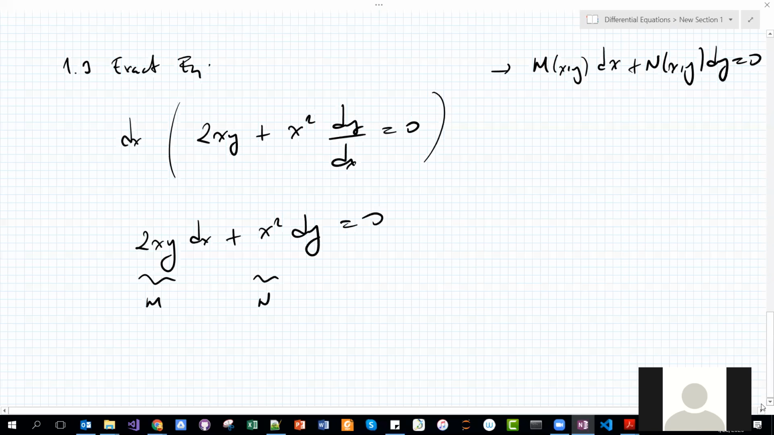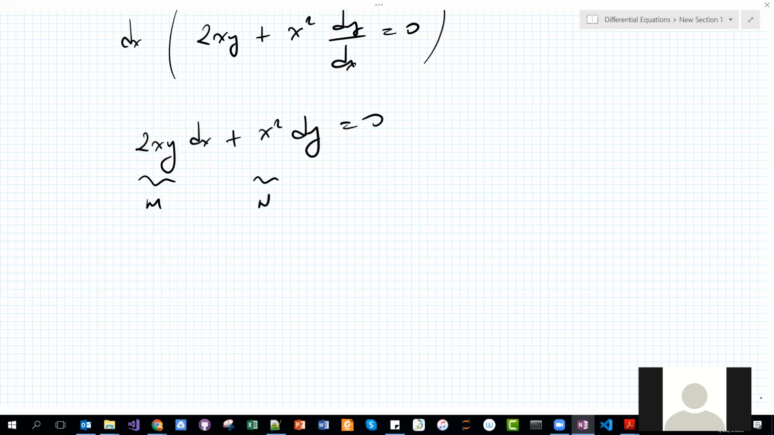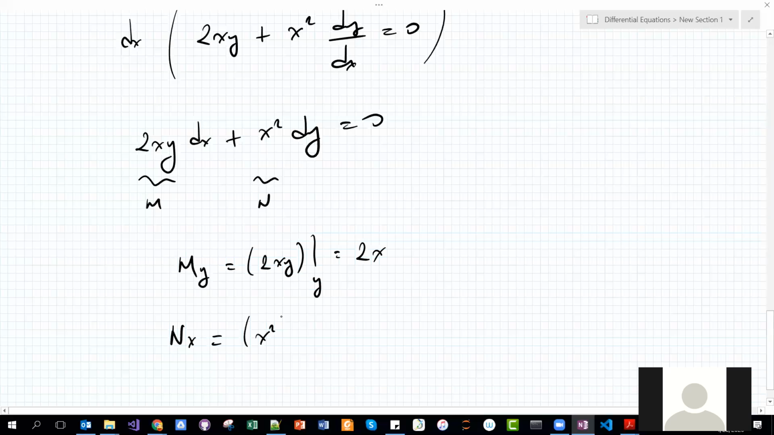To use exact equations, first of all, as you know, you need to check if it is exact. How am I going to check the exactness? M sub y. What is the derivative of M with respect to y? This is my M term. I'm going to take the derivative with respect to y, which is equal to 2x. N sub x: what is N? It is equal to x squared. So I need to take this derivative with respect to x, which is equal to 2x. As you see, since they are equal, it is exact. Great.